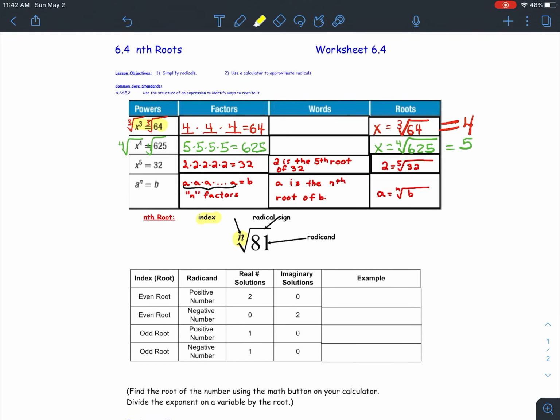Okay, so let's see how this is applied in some of these examples below here. The directions read, find the root of the number using the math button on your calculator. So we're talking about finding the root of the numerical part of your radicand.